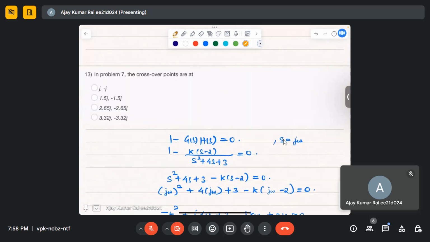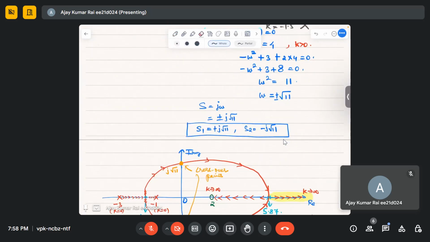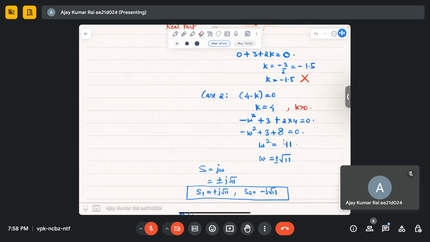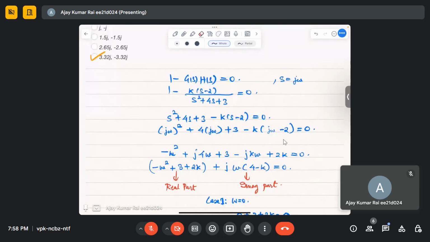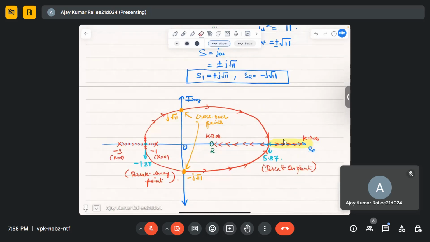So in this question, the crossover points are at plus minus j 3.32, because if you calculate, root of 11 is 3.32. So this is how to calculate the value of the crossover points. Quickly, any doubt in this question?